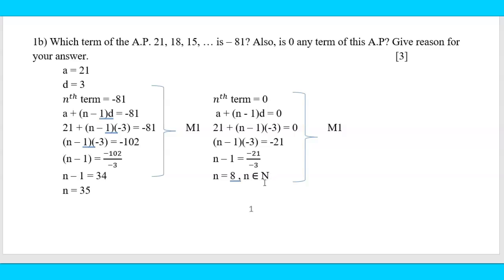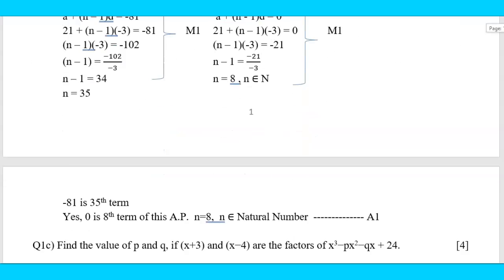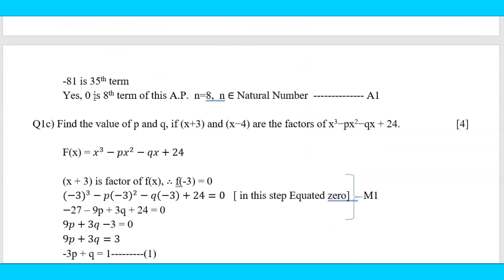As N belongs to a natural number, 0 is a term. Okay, so what you have to write as a reason is 0 is the term of this AP. 0 is the 8th term of this AP as N belongs to the natural number. So for this step you will get 1 mark. Many of the students have not been able to write the reason. If you have written N belongs to whole number, I have also given marks, but N belongs to a natural number, not whole number.